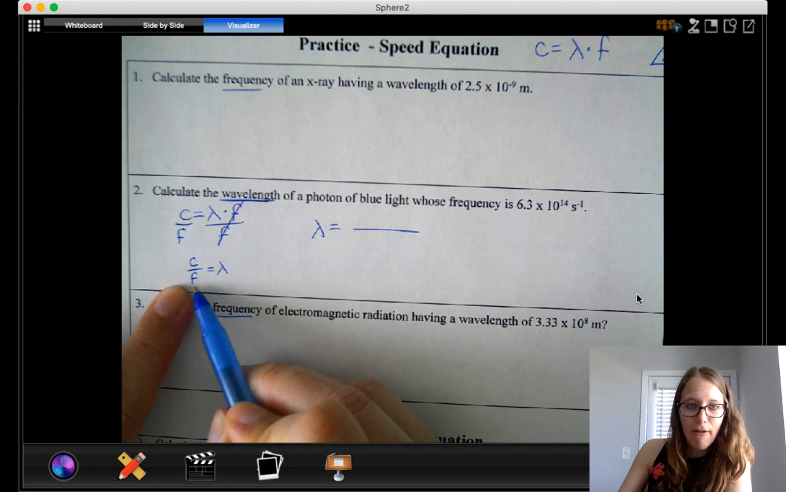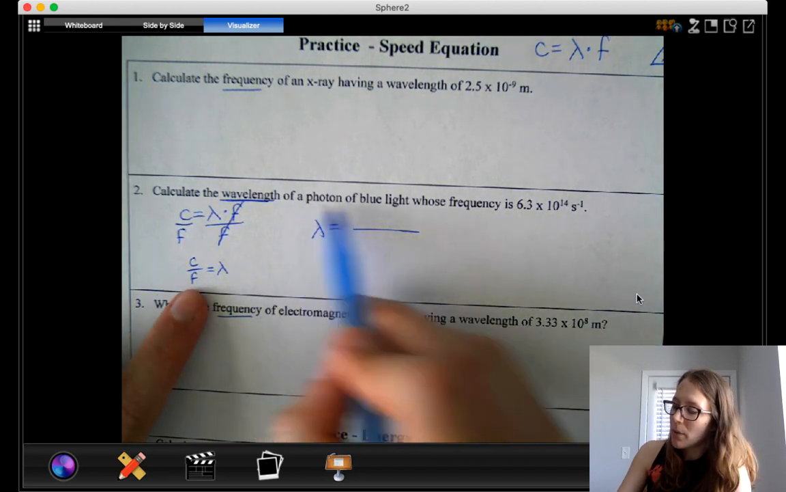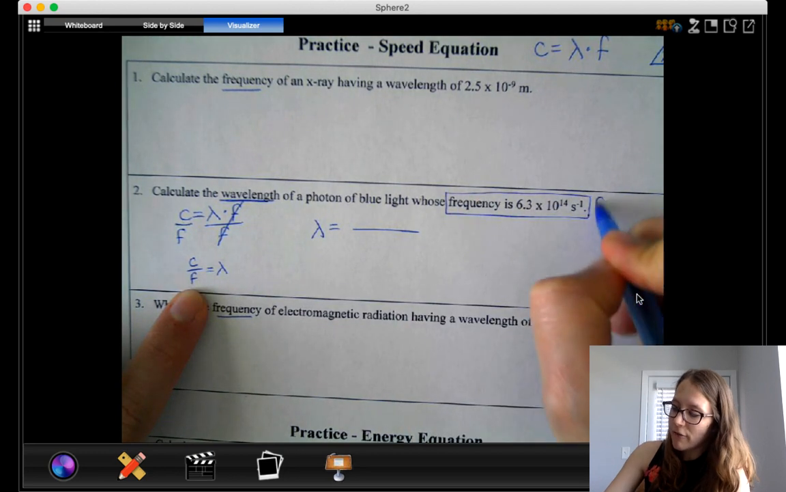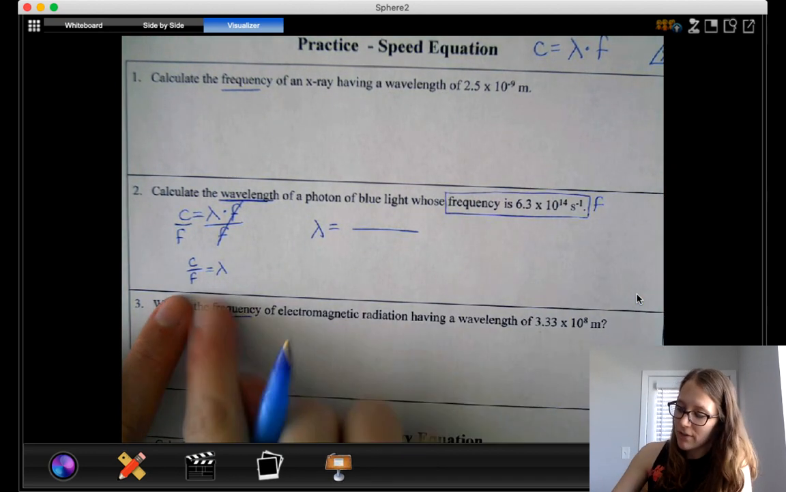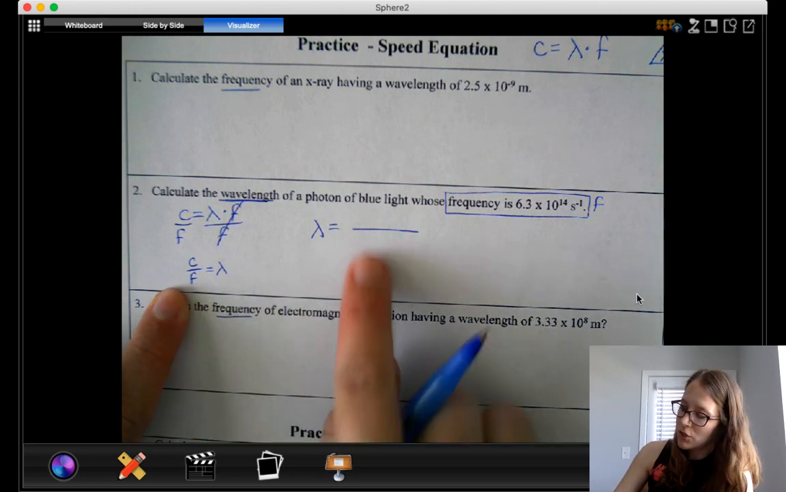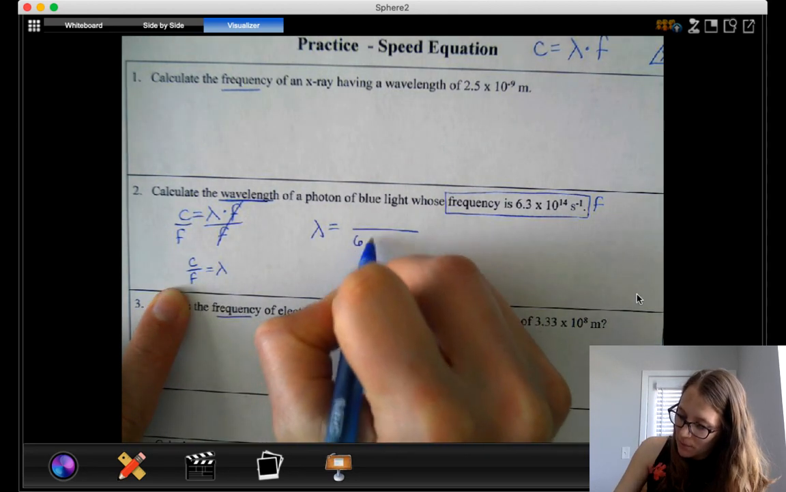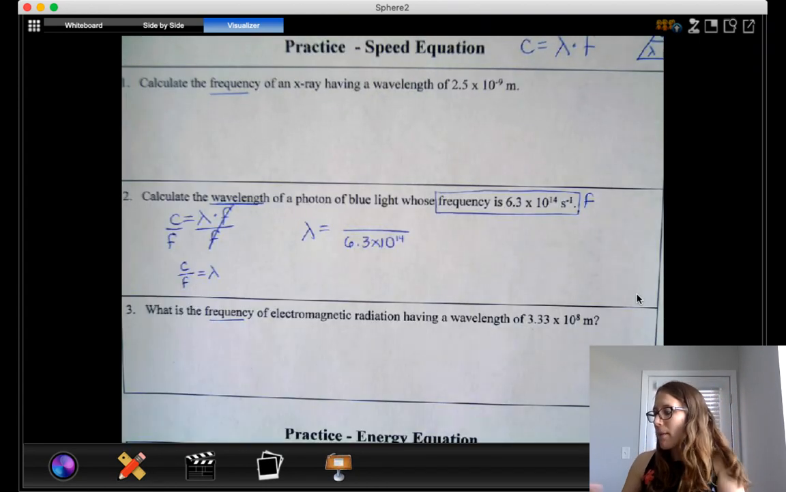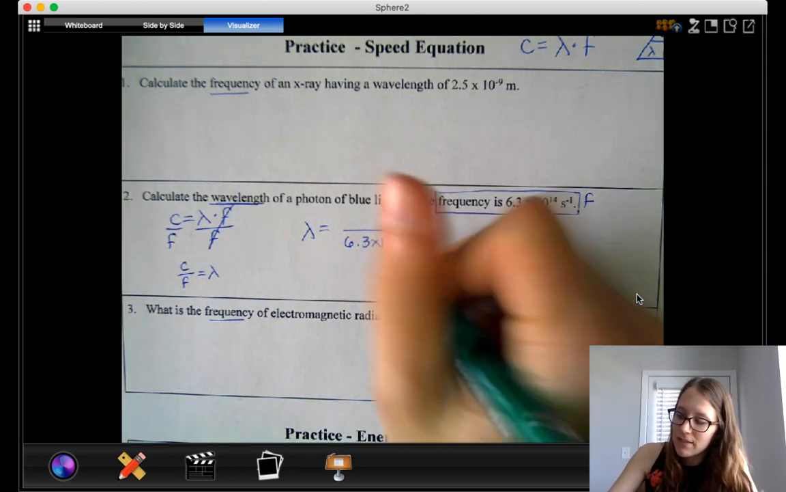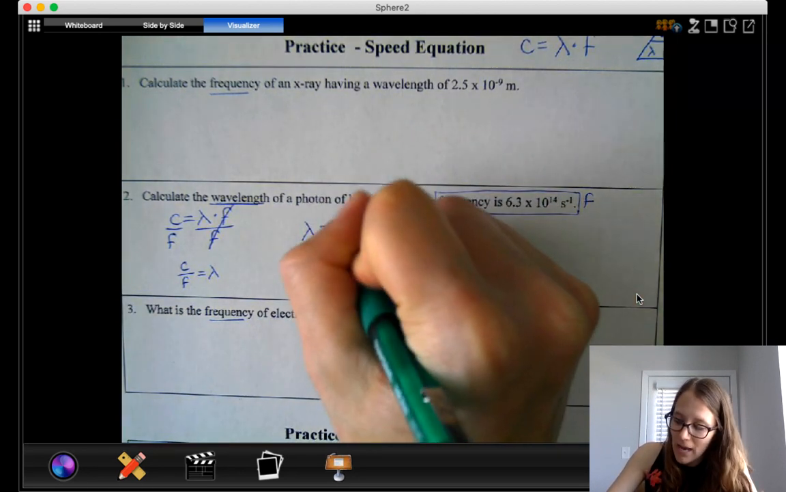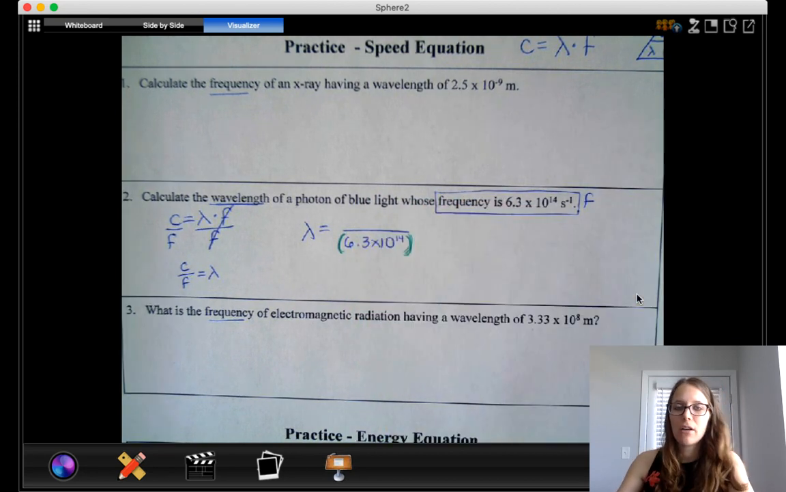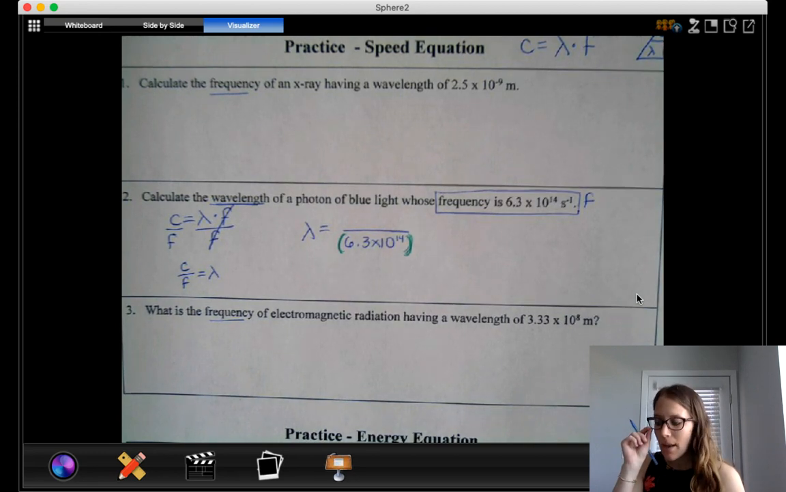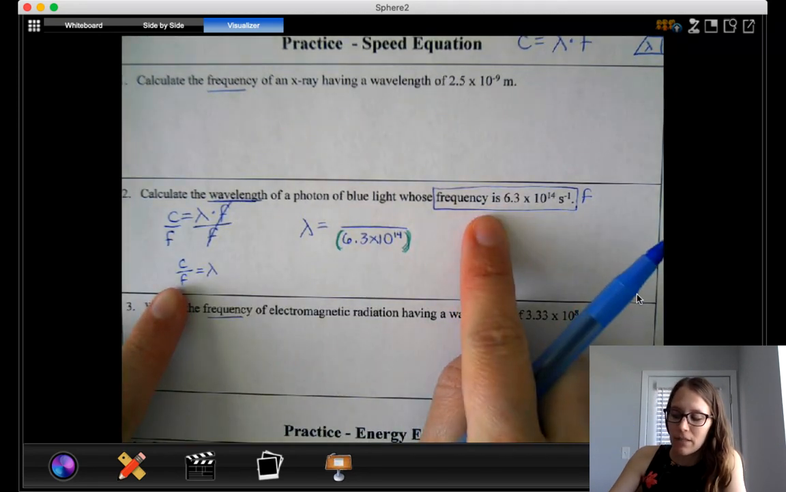I just need c and f to plug in. So when I read the problem, it says frequency is, so this is f. And if I look in my equation, f is on the bottom part of my fraction. So f is going to go down here, 6.3 times 10 to the power of 14. I'm going to write parentheses on my paper because if I'm dividing by something that has an exponent, I have to use parentheses in my calculator. So I'm going to write those down just so that when I'm typing it in my calculator, I don't forget to use them. That's the only number given to me in the problem.